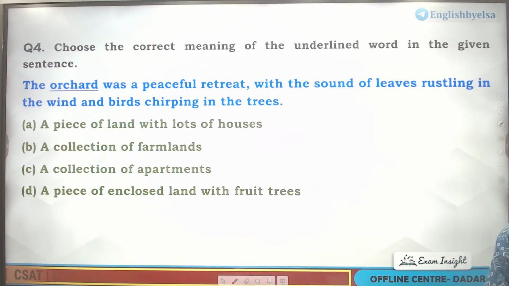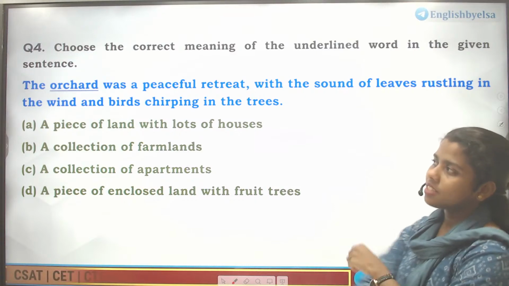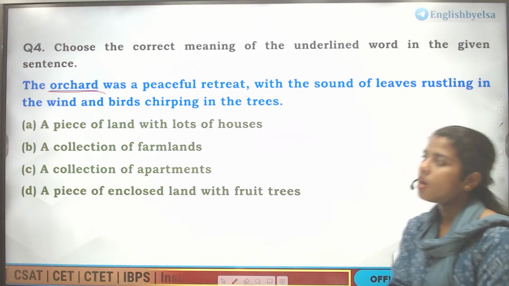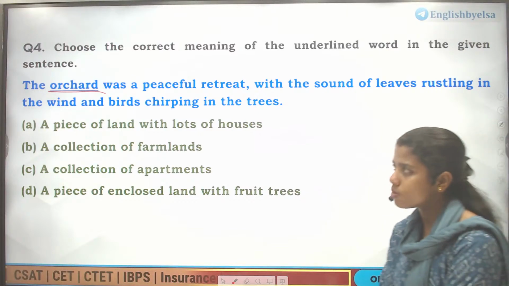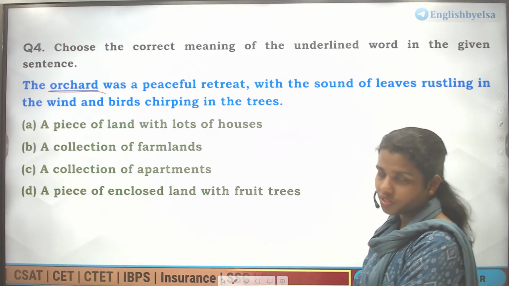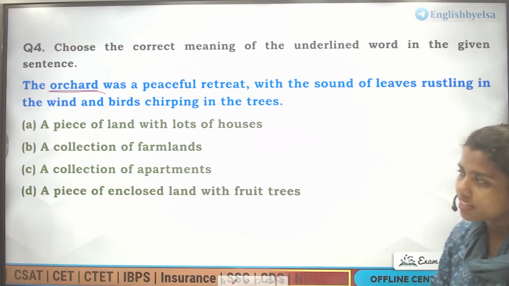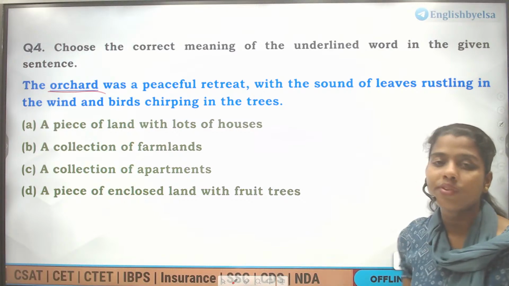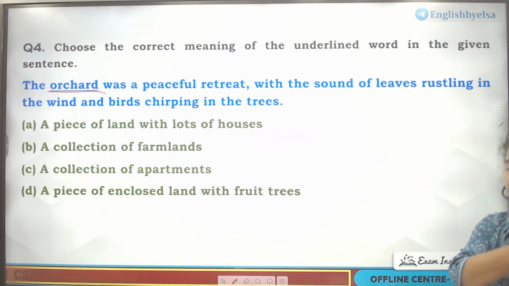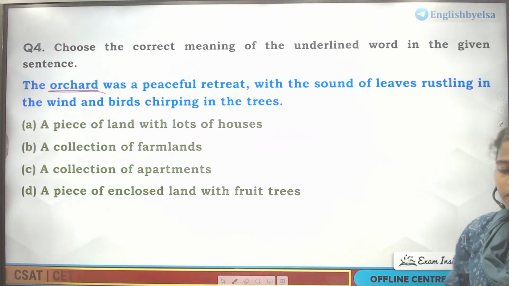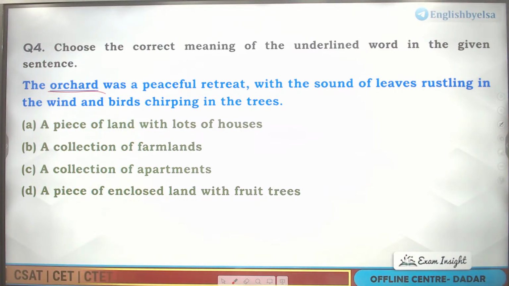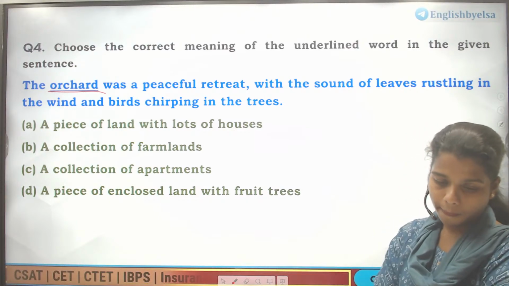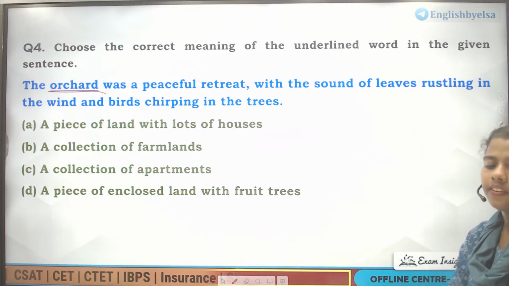Simple one. Underlined word meaning. That means in this place, what can I replace it with? A piece of land with lots of houses. What do you mean by orchard? A collection of farmlands, a collection of apartments, a piece of enclosed land with fruit trees. Simple one. Heard of it?